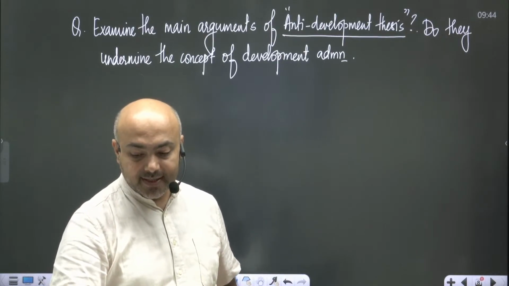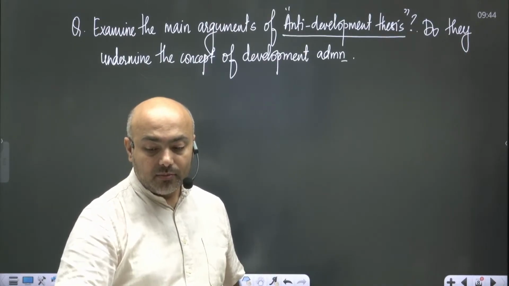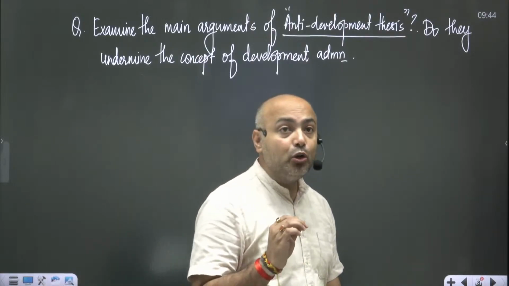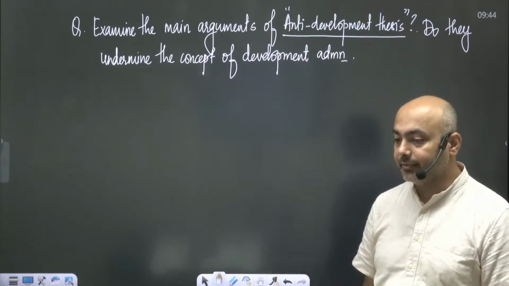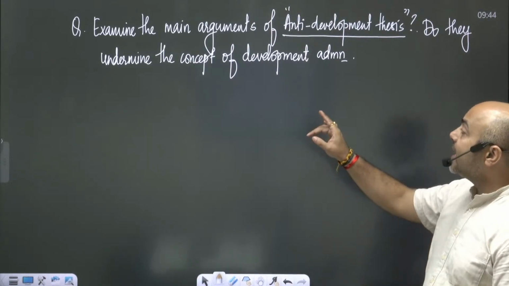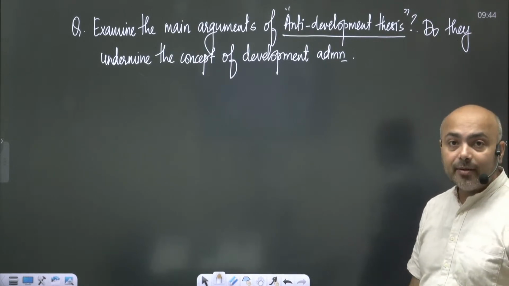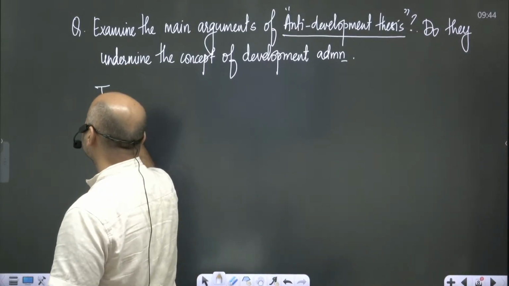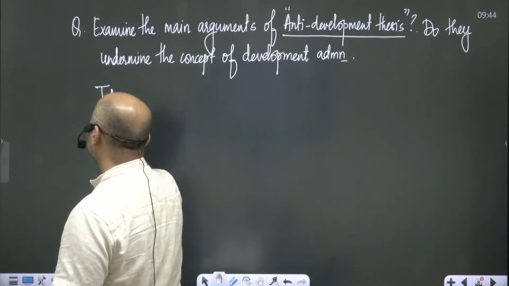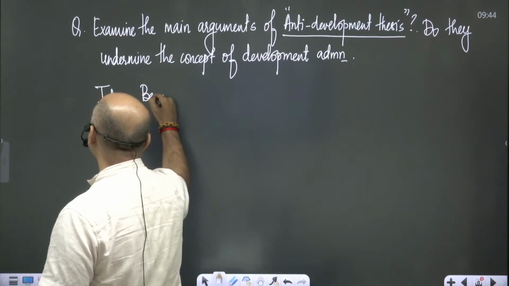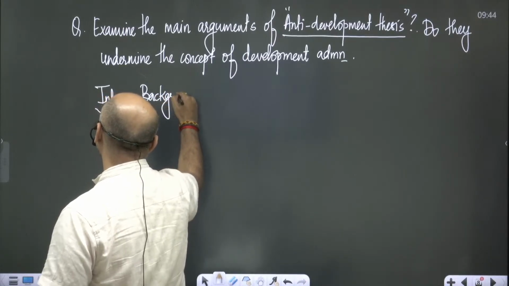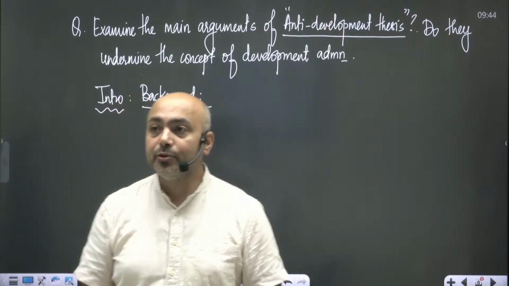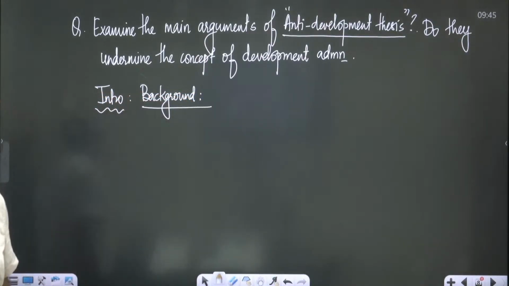ठीक है, this is basically what this particular question demands. So let us look at this particular question. ठीक है, examine the main arguments of anti-development thesis. So in the introduction itself, you are supposed to do what? You are supposed to write about the background of anti-development thesis.